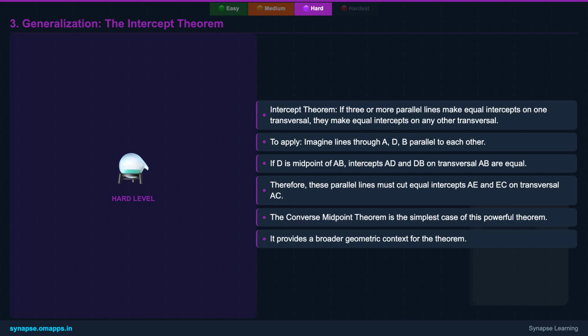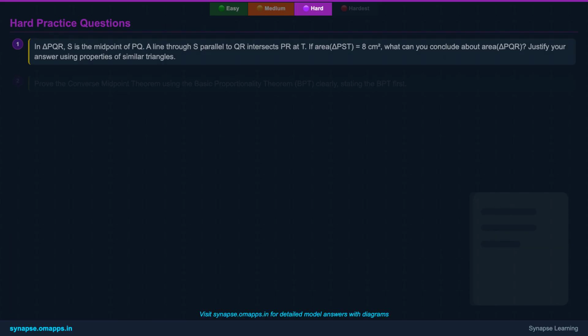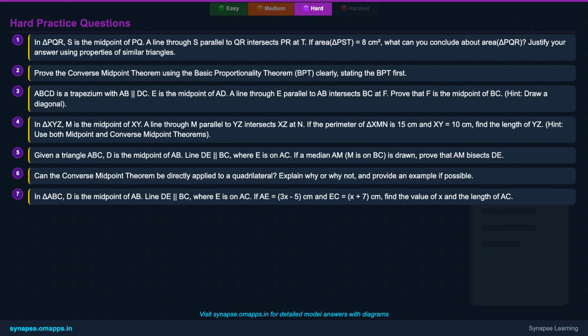It's crucial for understanding properties of quadrilaterals, especially trapeziums. For example, if you have a trapezium and a line through the midpoint of a non-parallel side is parallel to the parallel sides, it will bisect the other non-parallel side. This is often proven by dividing the trapezium into triangles with a diagonal and applying the theorem sequentially, revealing its chain application power.